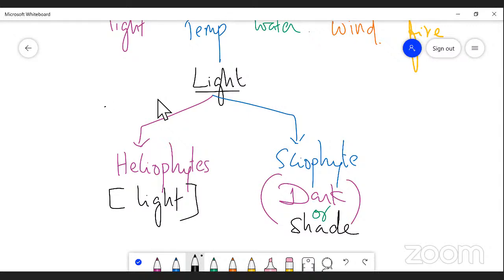I repeat once again. Based on light absorption, plants are classified into two: heliophytes and sciophytes. A heliophyte means a plant which requires or likes more light to grow and to survive in this environment. That is called a heliophyte. Whereas a sciophyte means the plant does not require even a small quantity of light. On the other hand, I can say it is the plant which requires dark places or shady places to grow. That is called a sciophyte. Now, did you understand?